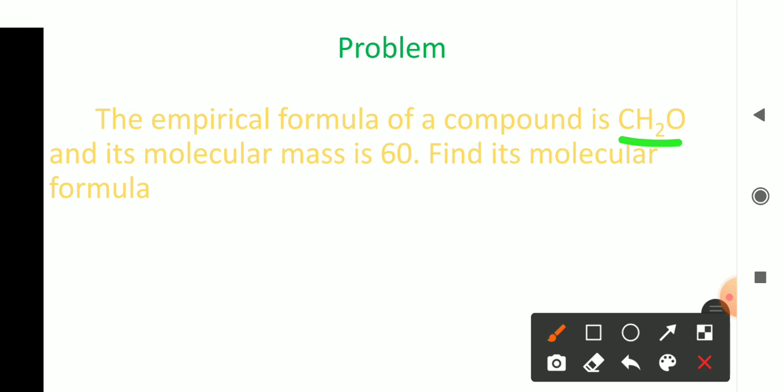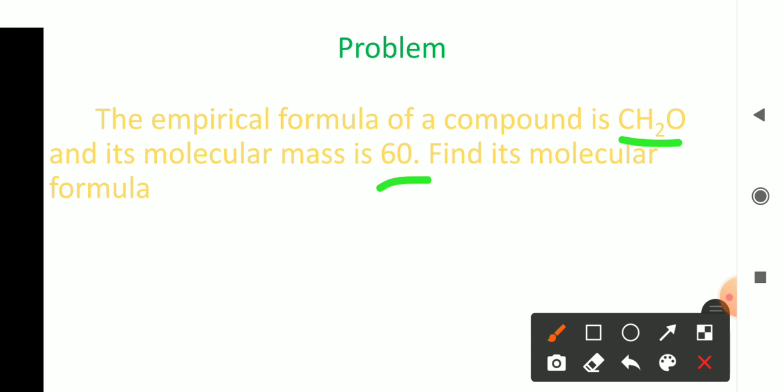CH2O, and its molecular mass is 60. As I told you just now, the molecular mass will be given directly in the problem itself. But in certain cases, there will be a twist in the question. Let me tell you what that twist is. Instead of giving the molecular mass, the vapor density will be given.